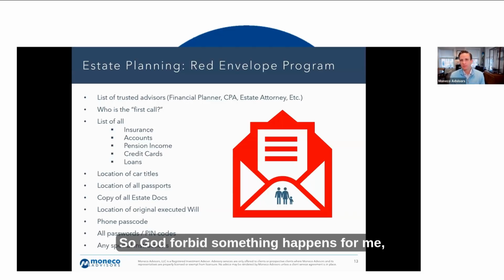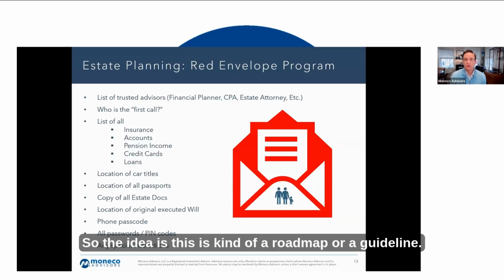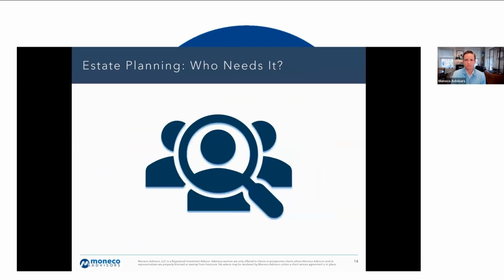So God forbid something happens to me, go to my safety deposit box in my local bank, and there'll be a red envelope there, or go to my fire safe in the closet, whatever it might be. Okay. So the idea is this is kind of a roadmap or a guideline to leave behind. God forbid something happens.